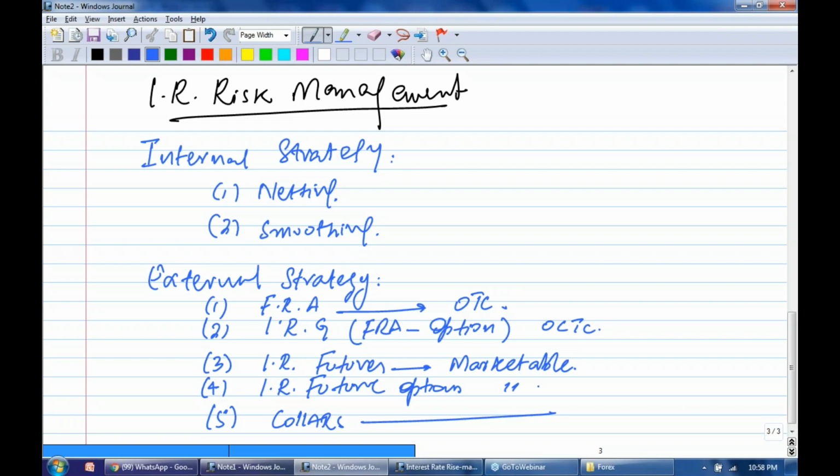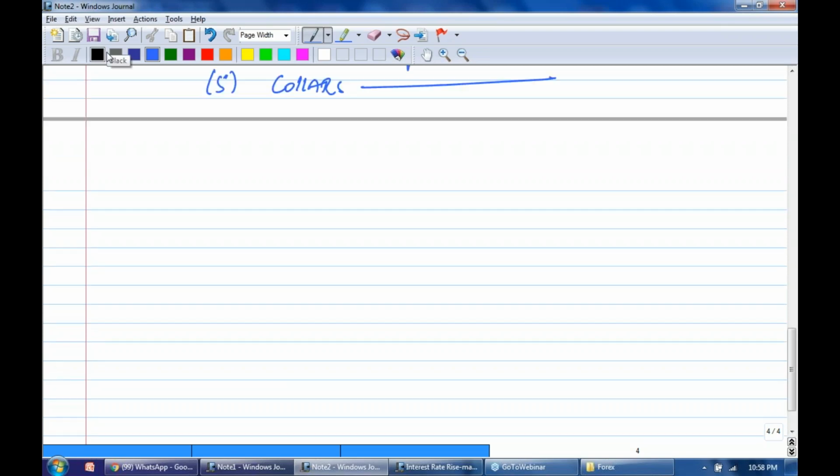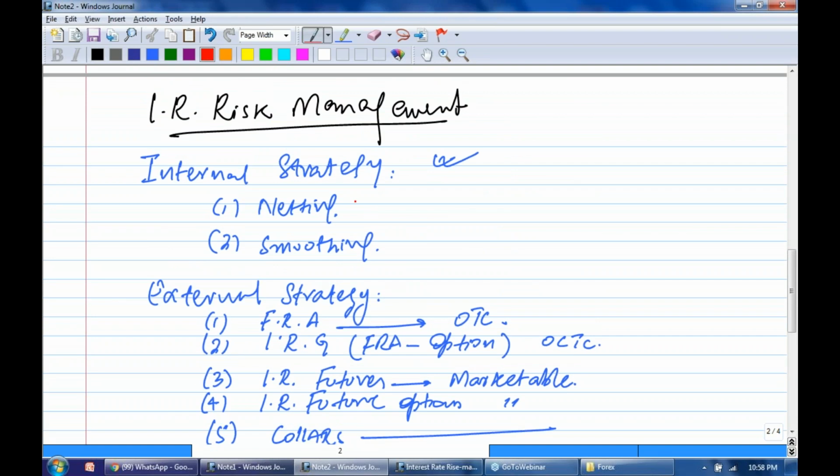Collars. These are the possible strategies, internal and external. First of all, a quick discussion of the internal strategies. That is netting, smoothing. That is the point. Listen carefully. Before the discussion about, oh, sorry, netting, it's very simple. The term netting.